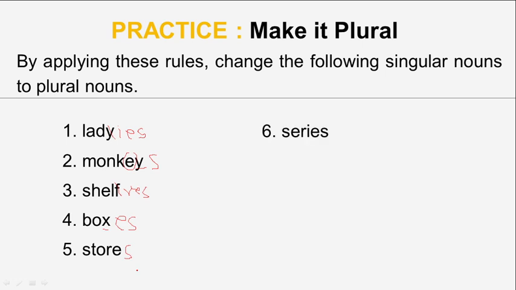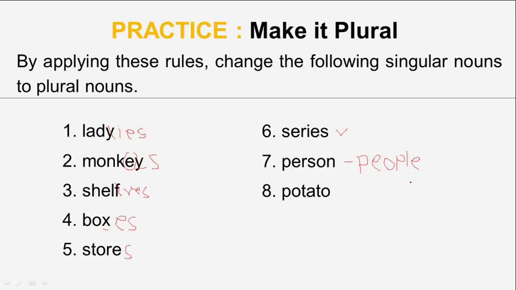Stores. Okay, next, series. What is the plural of series? Okay, actually, there is no plural of series. The plural of series is also series because this is an example of irregular plural nouns. How about number 7, person? Okay, so again, person is an irregular plural noun, so we need to change the word. The plural of person is people. Okay?